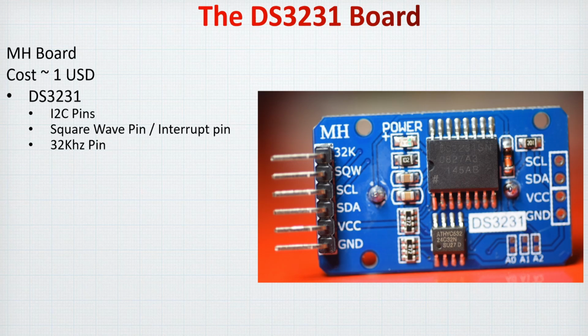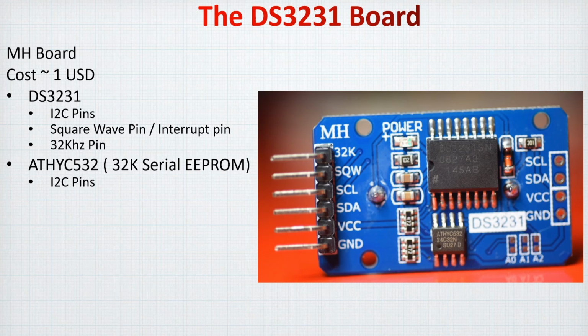And finally, you do have a 32 kilohertz output pin, which can be useful in certain cases. On the other hand, the small chip that you see down here is the AT24C32, a serial EEPROM with 32 kilobits of memory. We will take a look at this one in the next episode, but it's a very useful one to have together. It just uses I2C communication, and that's all. You just connect it and you are ready to work.